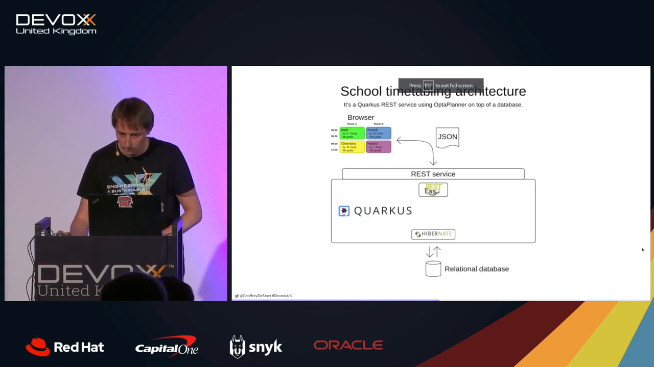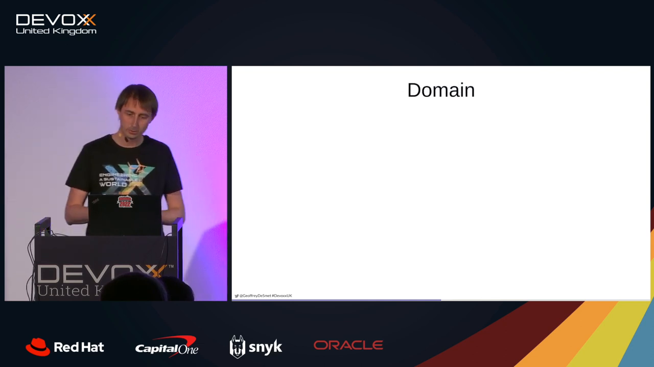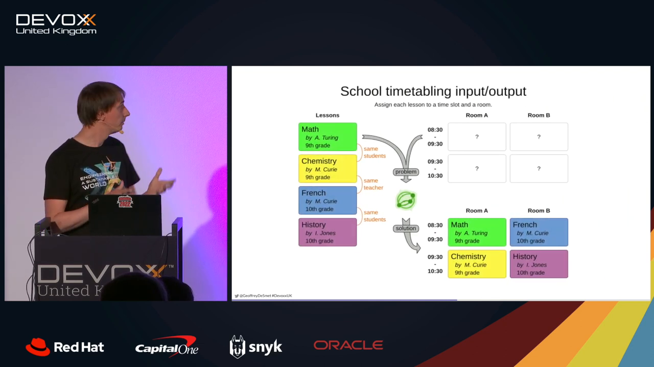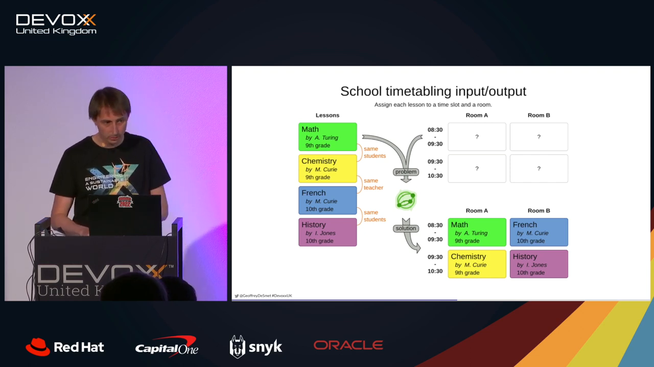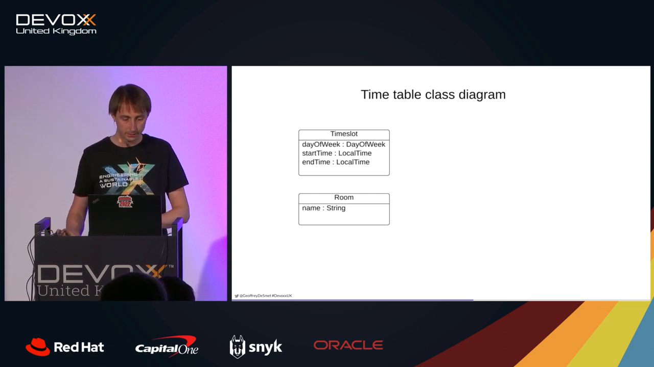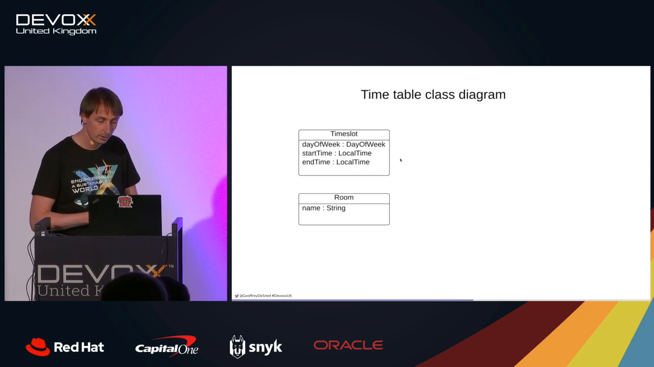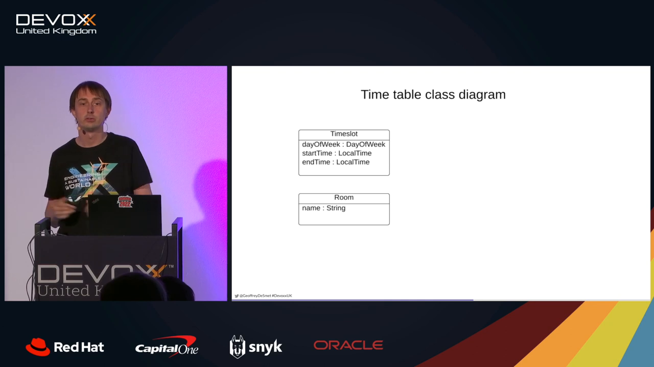Okay, so let's take a look at the domain. What is the domain behind this? We want to implement this case. So what are the domain classes? How would the domain classes look behind this? So we have a time slot and a room class. The time slot class has a day of week. This comes from Java time, of course. Day of week is Monday, Tuesday, Wednesday, and so forth.